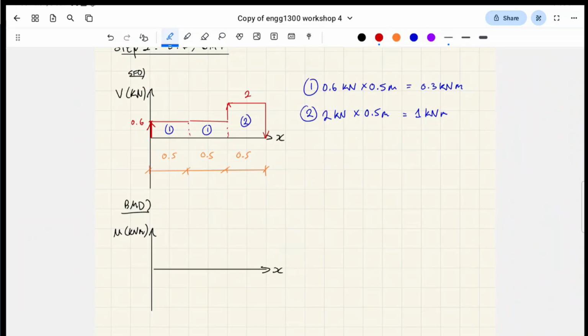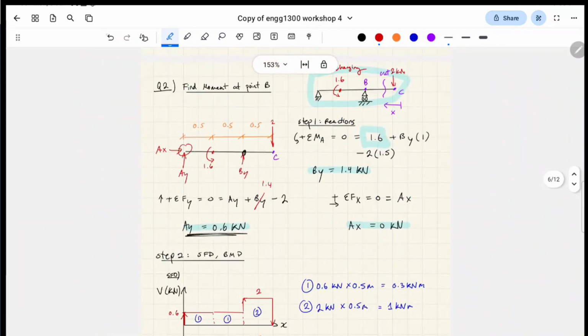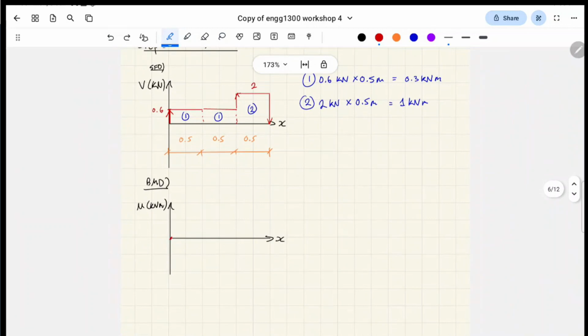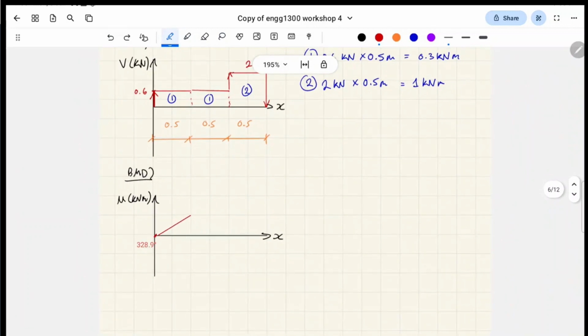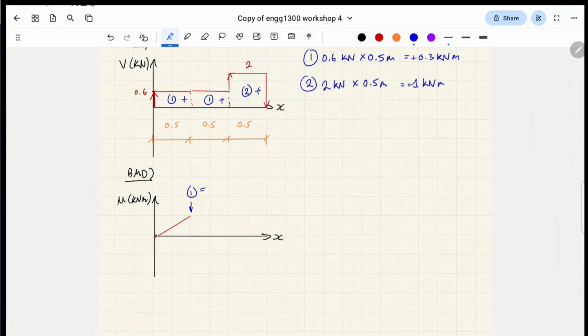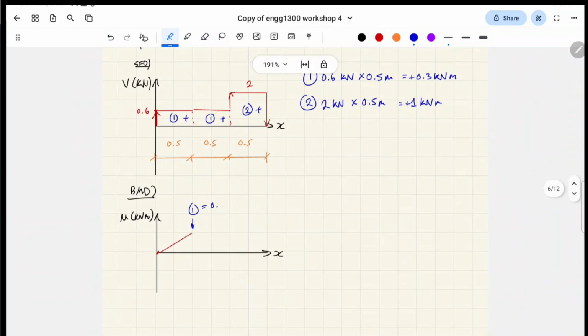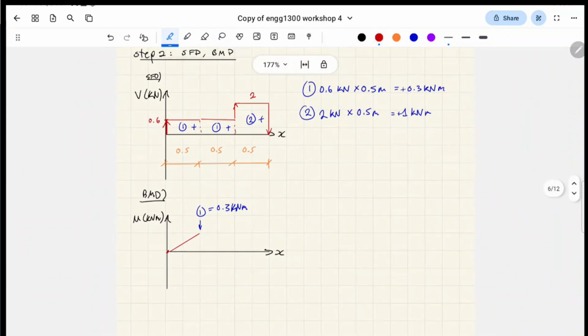And so we're going to start at 0, and because there's no point moment here, we don't have a discontinuity or anything, right? It starts at 0, and it will linearly increase because these shapes are on the positive side of the graph. So actually, I can call this plus and plus, right? This point here is going to be equal to the area we calculated above, which is 0.3, right?